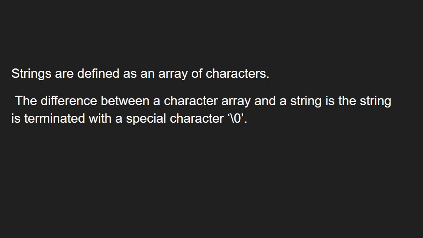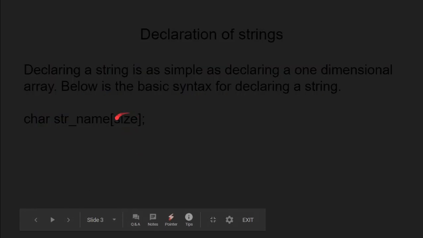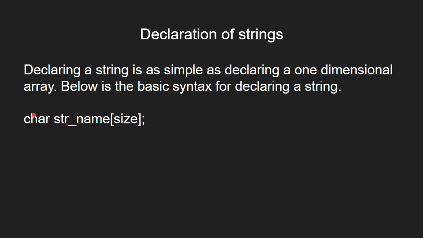Now we are going to see how to declare the string. Declaring a string is as simple as declaring a one-dimensional array. So how do you declare a one-dimensional array? Here is the array size, the number of elements, and this is the array name, and this is the type of the array. So this is a character array. That means this array is going to contain characters, under the name str_name, and the size may be 10 or 15 or 20 depending upon the capacity of the string. This is the way to declare the string.